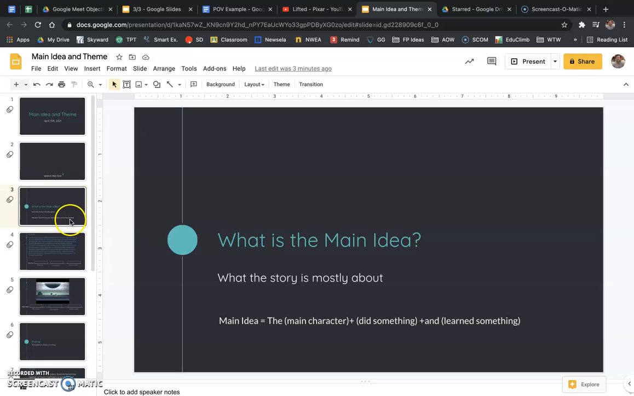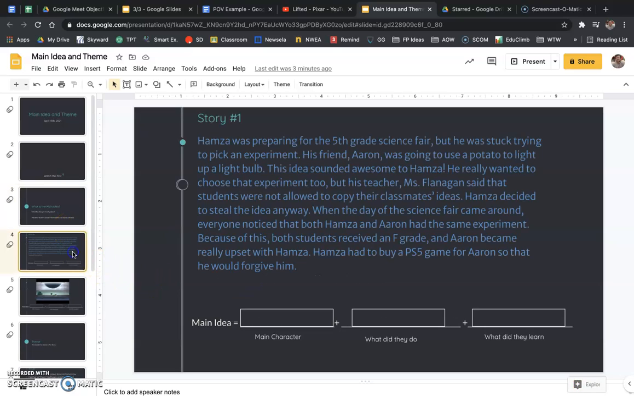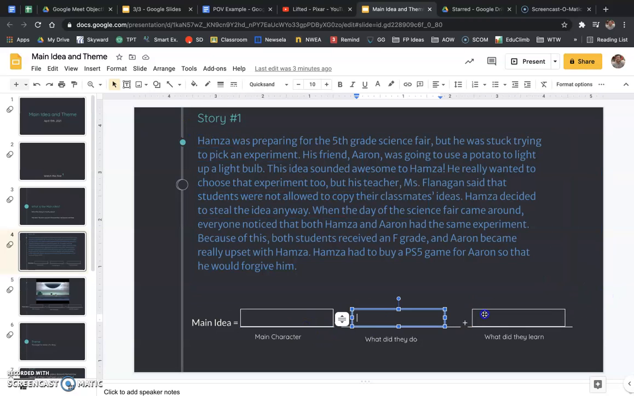Okay. So now, what you are going to do, you will read this story here. This is a story maybe you've seen before. I posted it last week. You'll see if you can come up with the main idea, using that formula that we talked about. So the main character did something, and then what did they learn?